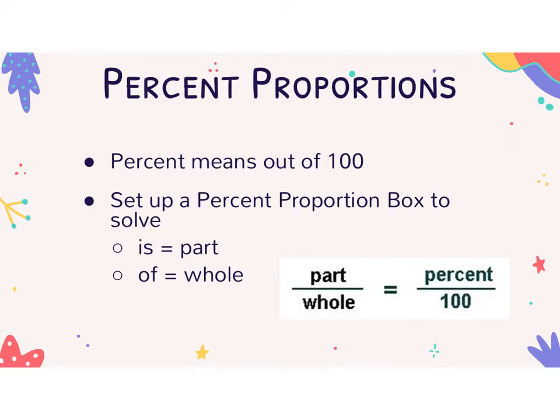When we are solving percent proportions, we will set up a percent proportion box. Remember that the number next to the word is is your part, and the number next to the word of is your whole. So each time you will write your 2 fraction bars and your equal sign in between. The part over the whole is your ratio on the left, part in our numerator, whole in our denominator. And then our ratio on the right will be the percentage out of 100.